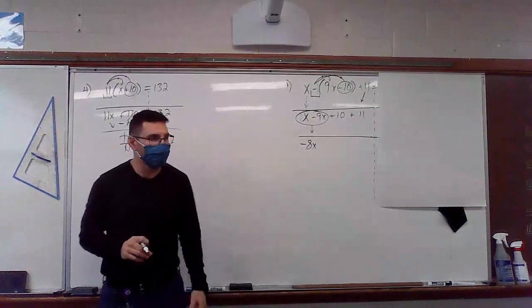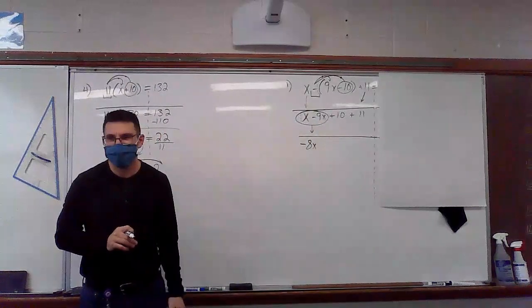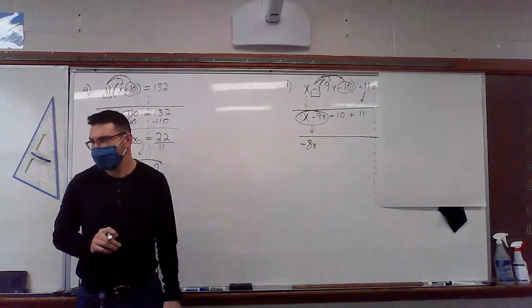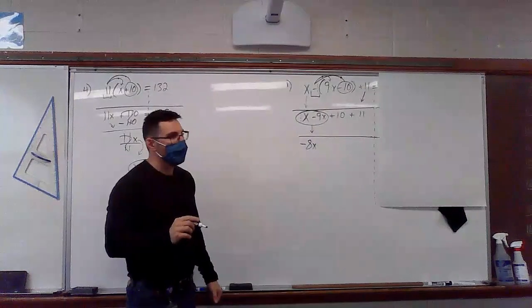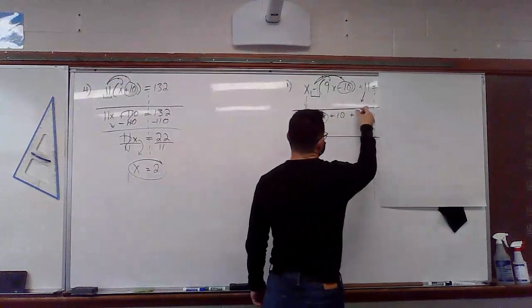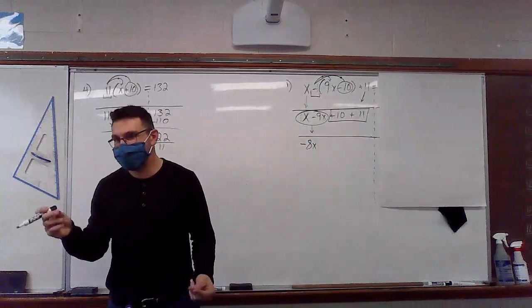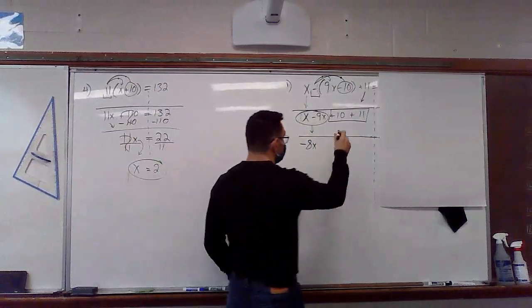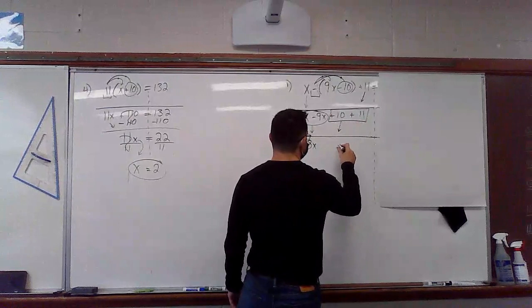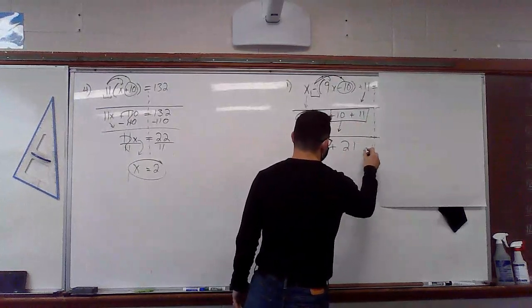Am I done? No. Whoa. Why not? I combined those terms. Allison? There's still positive 10, positive 11. Oh, so I can combine constants, right? So positive 10 and positive 11 are constants. I can combine constants. Those are like terms. Positive 10 plus positive 11 is positive 21.